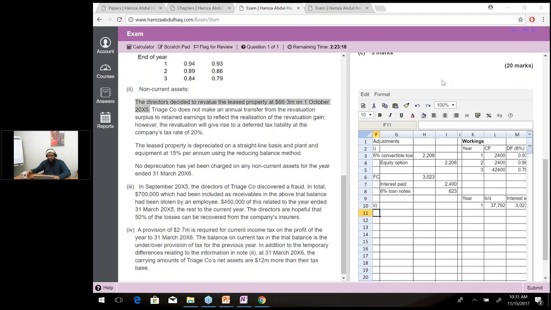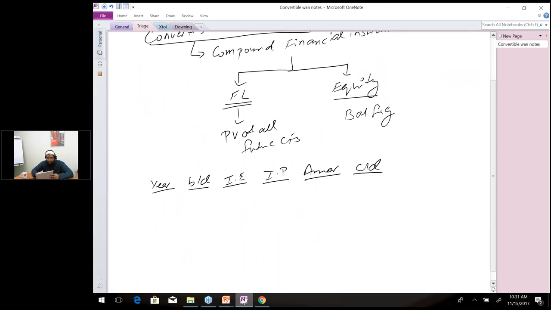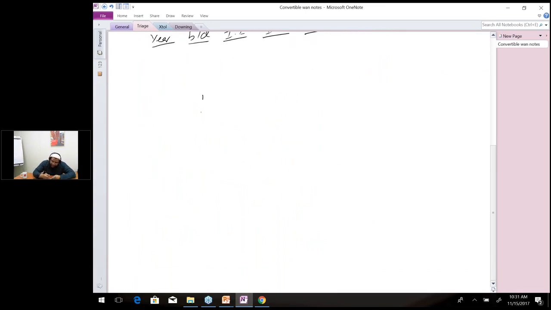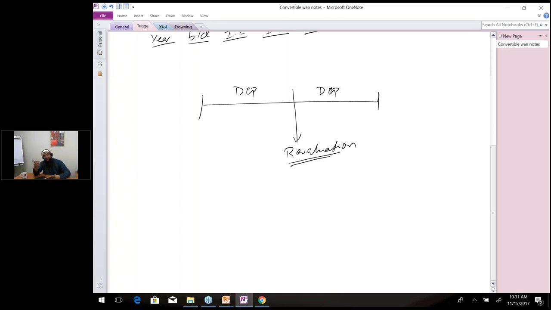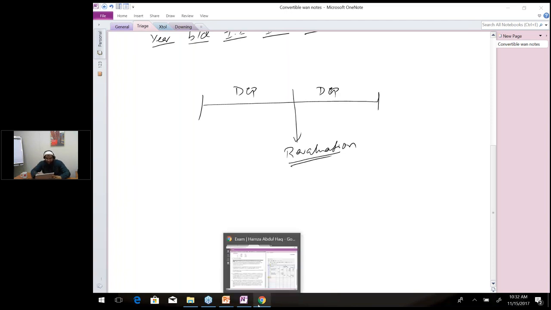So what exactly are we going to do, if I move on towards the note, so we are actually revaluing the asset in the mid of the year. So first we are going to depreciate for the first 6 months, and then we are going to revalue, and then we are going to depreciate for the next 6 months again. So first we have to depreciate for 6 months, then revalue, then again depreciate for 6 months.